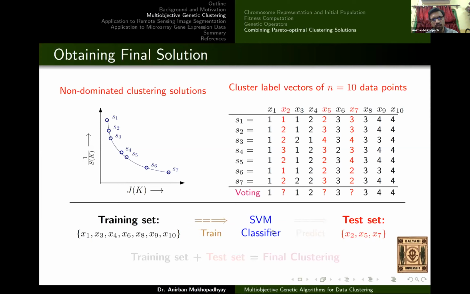Now, once this is trained, then we can predict the class level of the rest of the points, that is x2, x5, and x7, because we are still unsure of their class level. So we can use this trained classifier to predict their class level. Then we combine this training set and test set to get the final cluster. So this way, from the set of Pareto optimal clustering solutions, we get a final cluster. Okay, so this was our proposed approach.